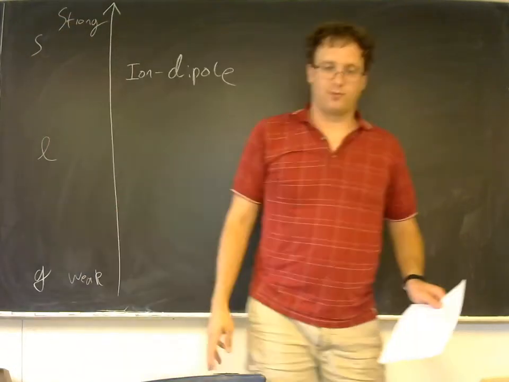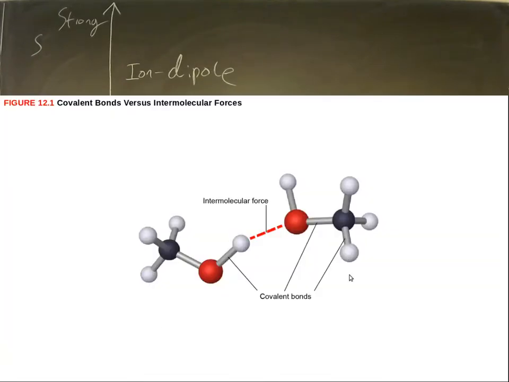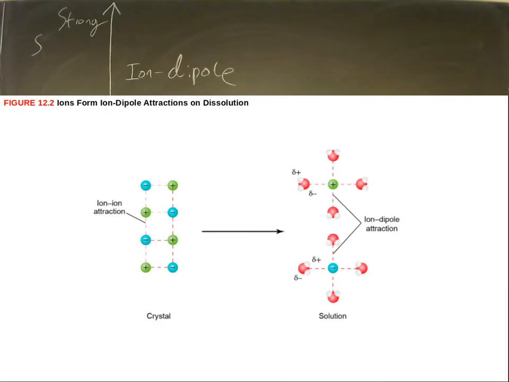ion-dipole forces. So let me get the slideshow up here again. If you look at an ionic compound, it's composed of cations, positively charged, and anions, negatively charged. And the attraction between those ions isn't an intermolecular force, that's an ionic bond. But when an ionic compound is dissolved in water, something like table salt in water, then those very strong ionic bonds are broken and replaced by ion-dipole attractions with the water molecules.